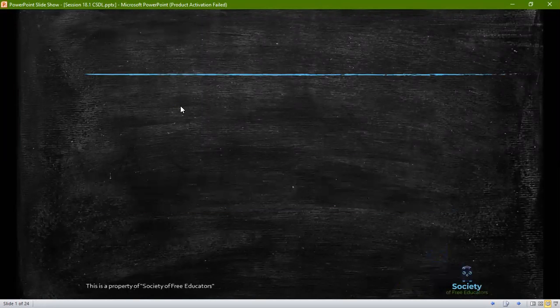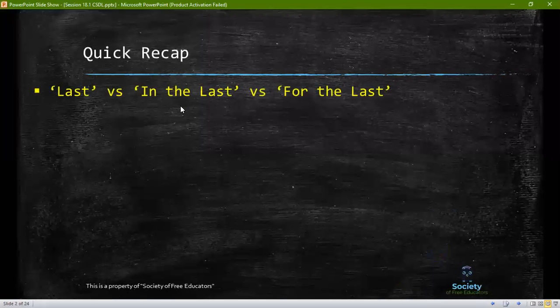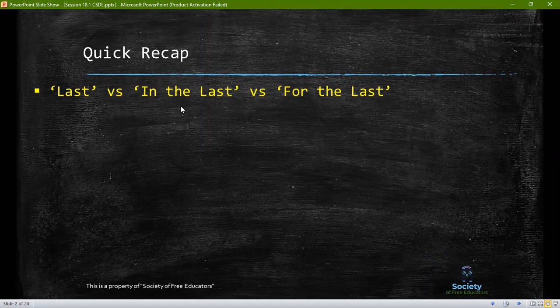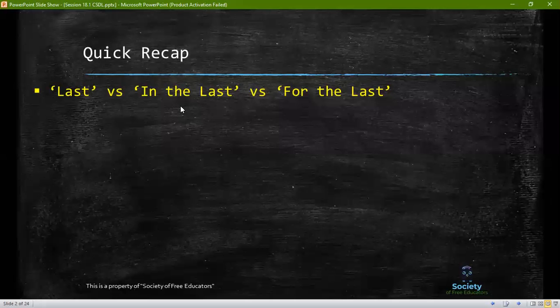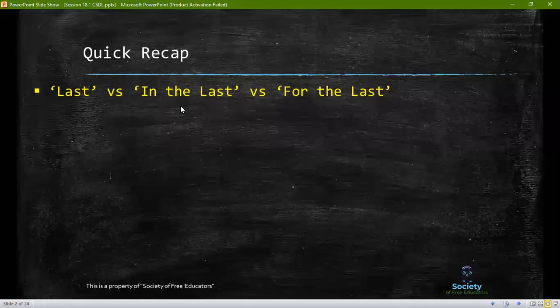So, let's have a quick recap of what we have learned earlier. In the 18th session, we have learned the difference between last, in the last, and for the last. Last is something which has no connection to the present moment, whereas in the last is used for those actions which have connections with the present now, but which are done only once, twice, or thrice, or maybe a specific number of times in the past.